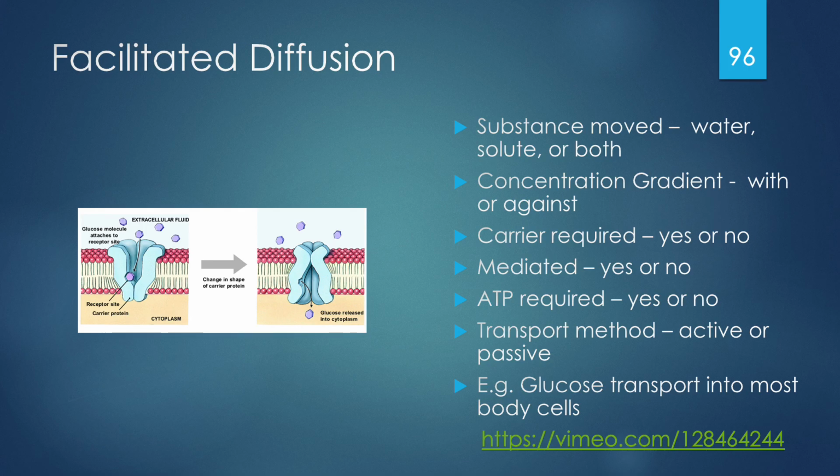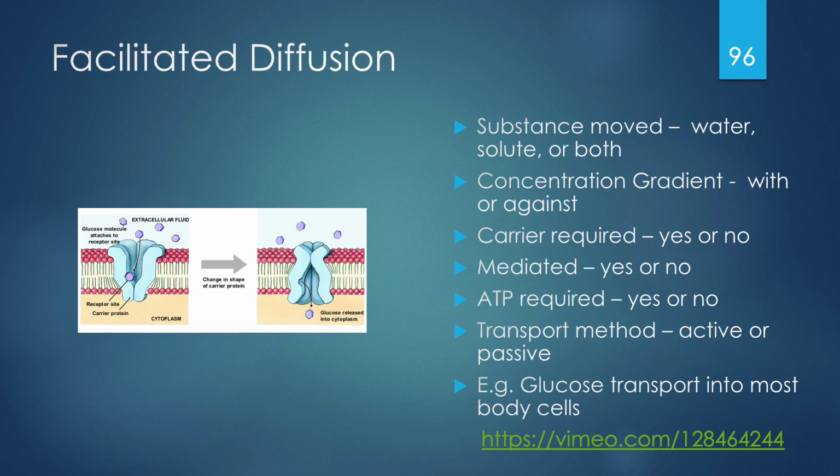So here are some questions to ask yourself about facilitated diffusion. What substance is moving? Is it a water, or is it a solute, or is it both? And in this case, we're talking about solutes. And are we going with or against the concentration gradient? Well, in this case, we are going with the concentration gradient regardless of which direction that is. Whether it's a high concentration gradient on the extracellular fluid or an intracellular fluid, we are going from high to low. Is it carrier mediated?